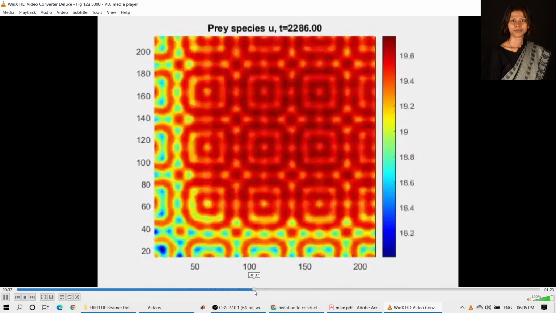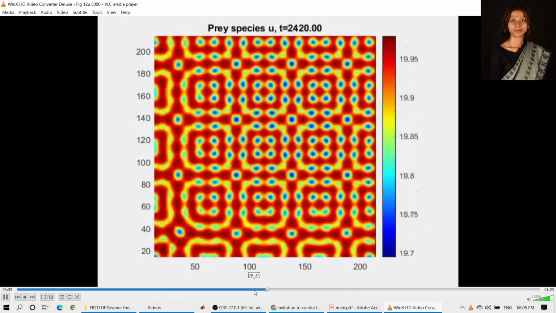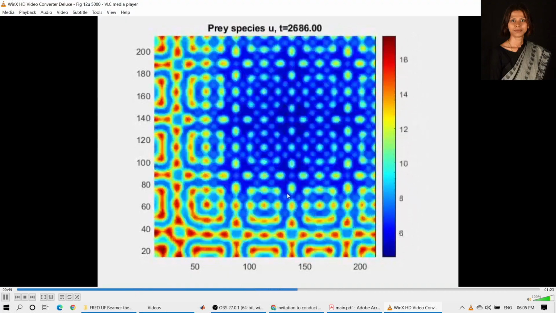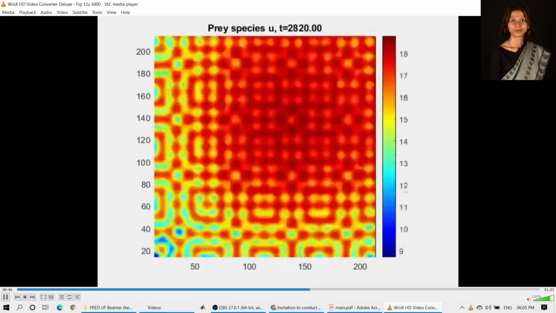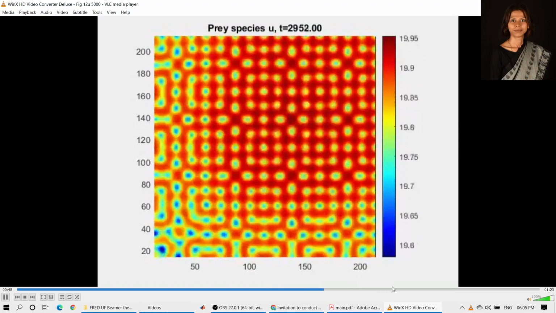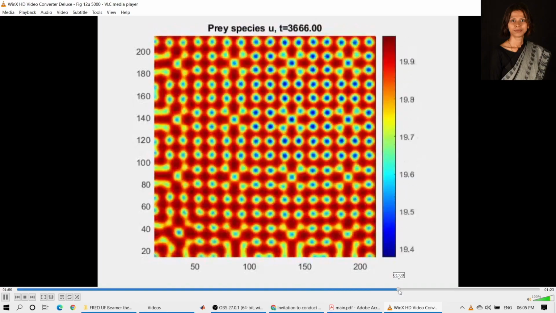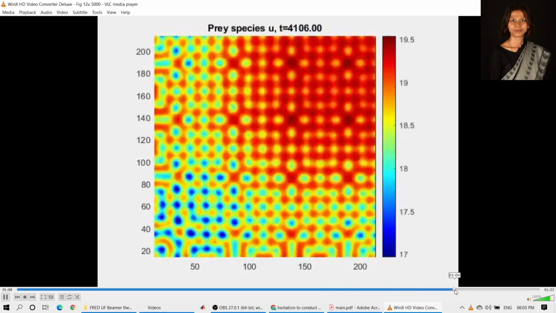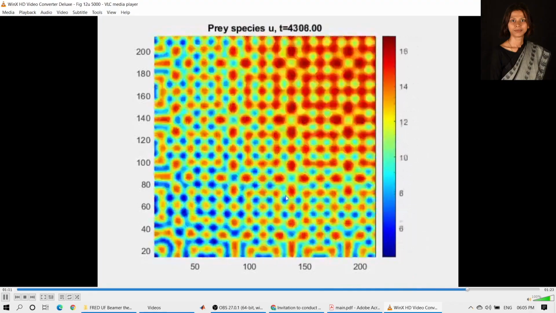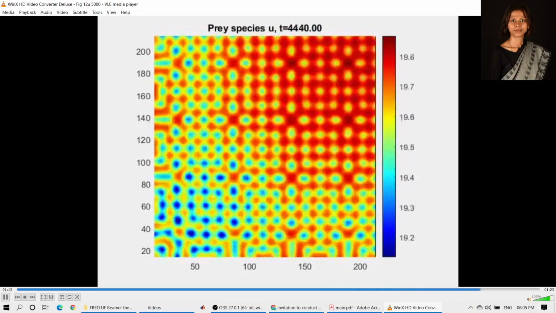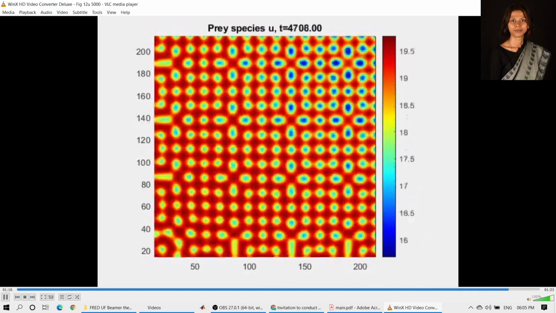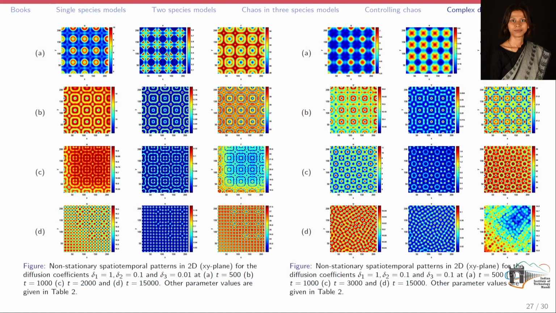As we can see here, the prey population is very well distributed in the spatial domain, and it shows how we have reached figure D from A. It covers all the intermediate distributions of the prey population over time. Similarly, we can see this for the intermediate predator and the top predator as well.